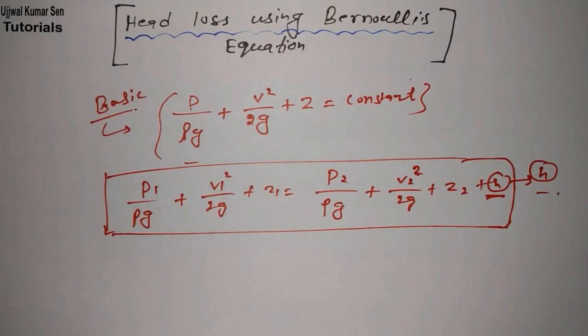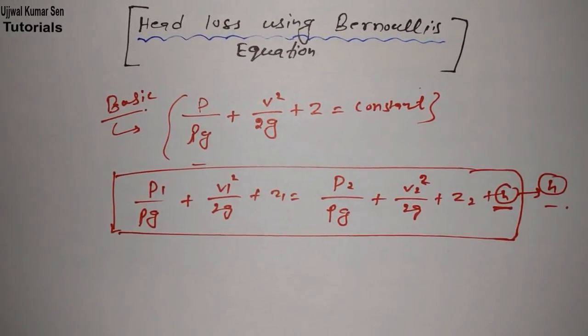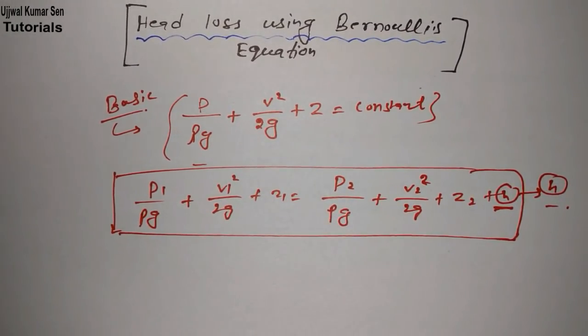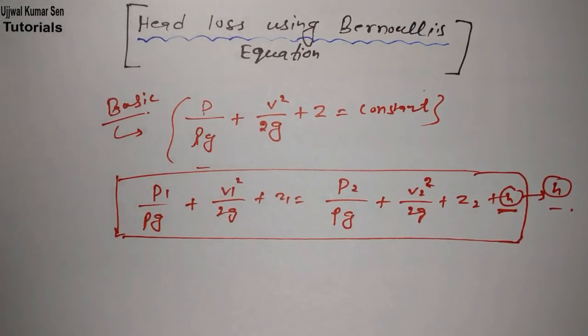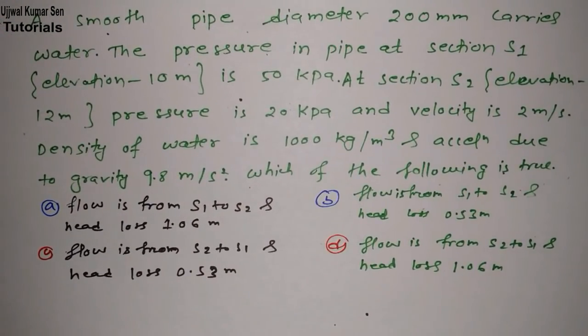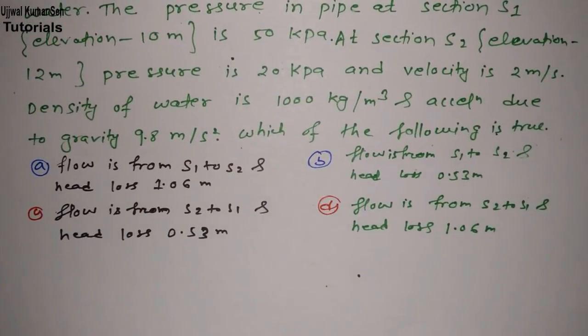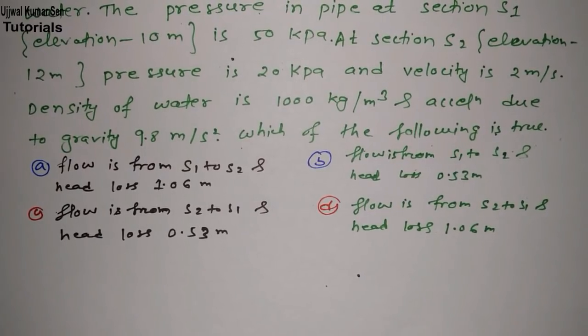Okay, so I will suggest you watch that video tutorial to understand its derivation also. Now let's go for that numerical problem which has been asked in GATE previous year. So here is the numerical problem. What they have asked is: a smooth pipe of diameter 200 mm carries water. The pressure in the pipe at section S1, elevation 10 meter, is 50 kilopascal.